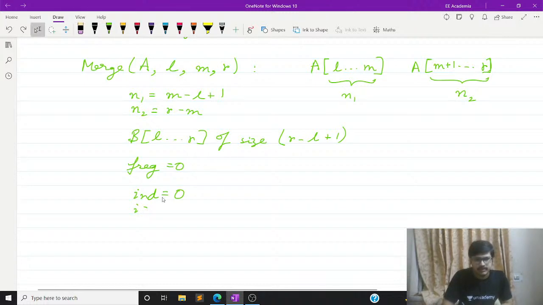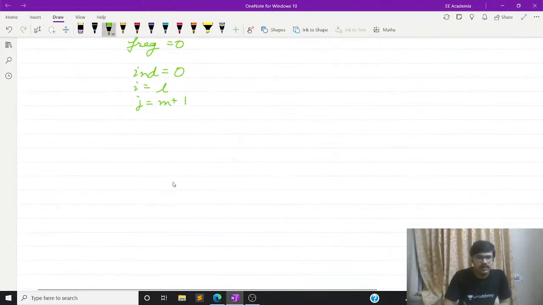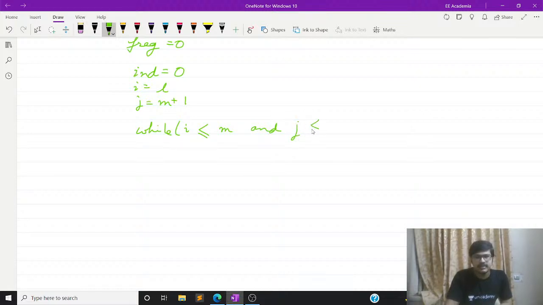Maybe I will just write this as L and J as A minus 1, nothing but the first elements of the arrays, just for easier implementation. So while I is less than or equal to M, and J is less than or equal to the right bound, that means the bounds.